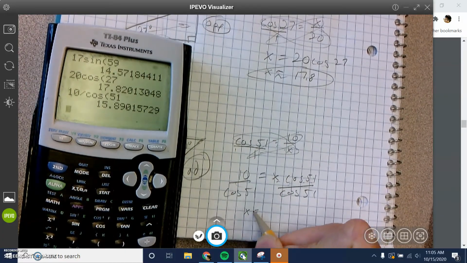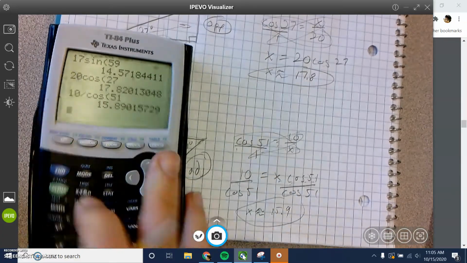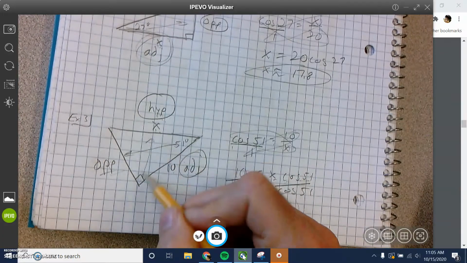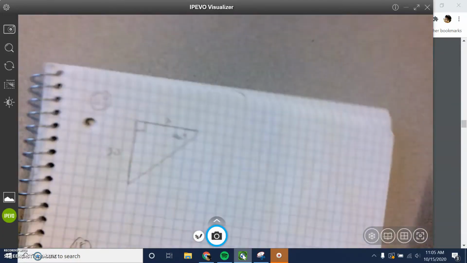about 15.9. There you go. And that makes sense, 15.9, because the hypotenuse is the biggest side. It can't be less than 10. There we go. Nice job, everybody.